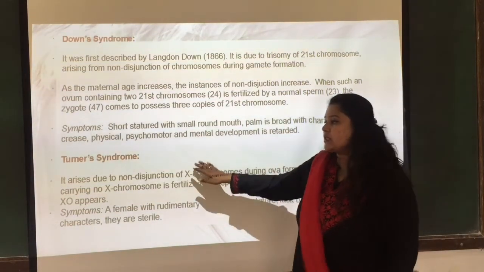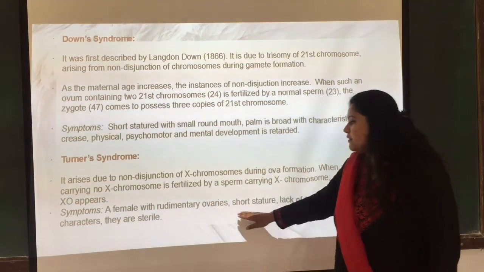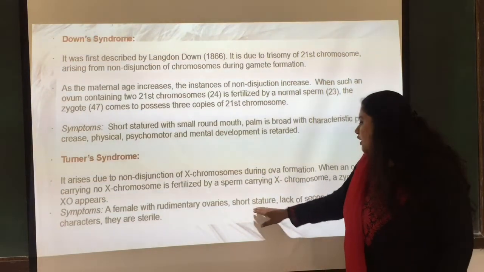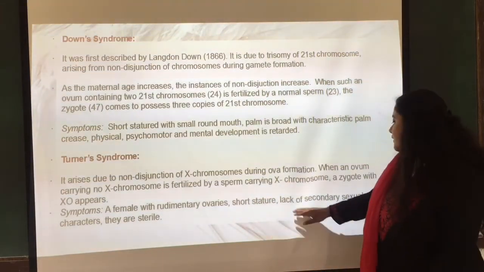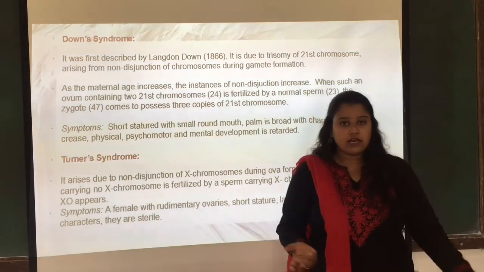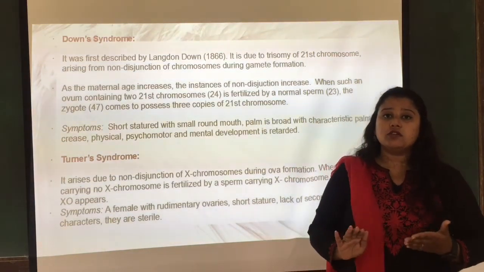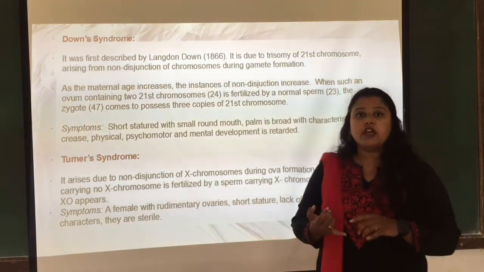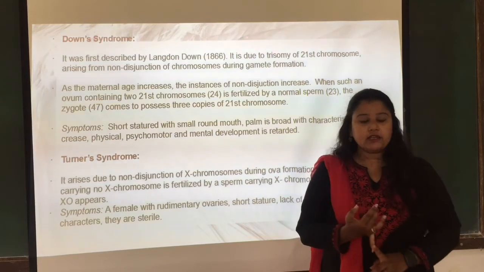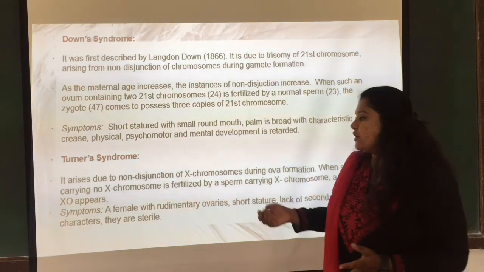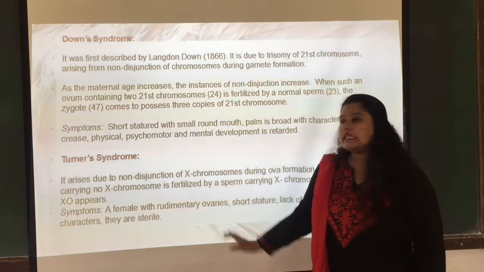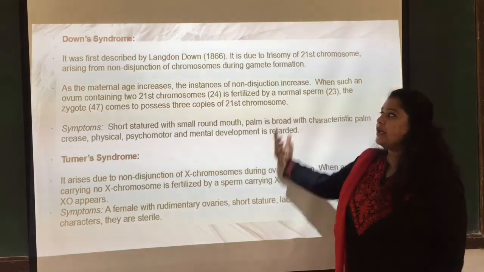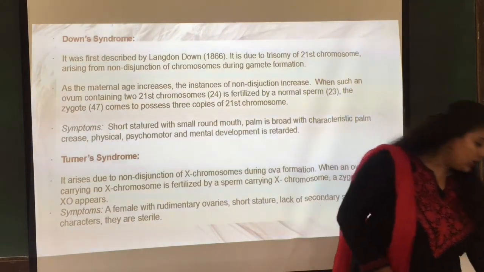So the symptoms of this type of syndrome are a female with rudimentary ovaries. That means those type of ovaries which are not well developed. Short stature, that their height will be short. Their lack of secondary sexual characters, right? They will not be having the secondary sexual characters which are found in the females. That means they are not going to develop the breast as well as the vaginal portions or the reproductive characters, and also they are sterile. That means they are not able to reproduce, right? So this is all about the 3 types of syndrome, or we can say the chromosomal disorders.